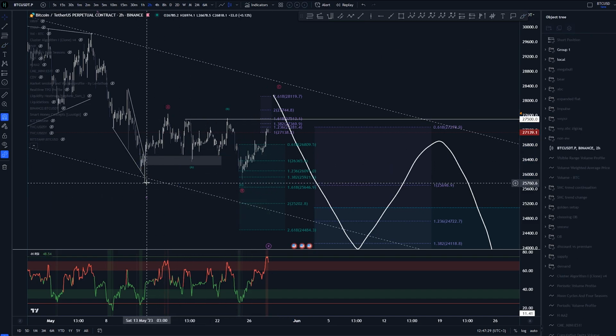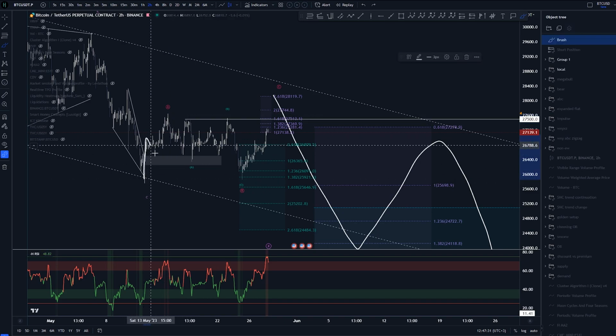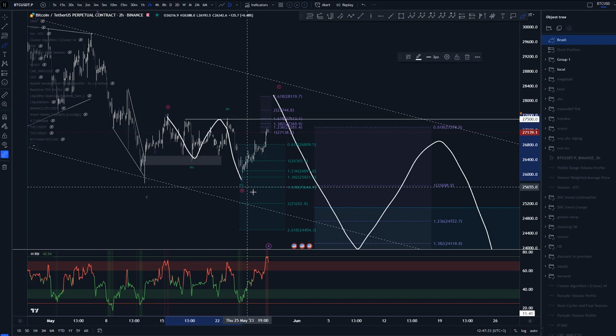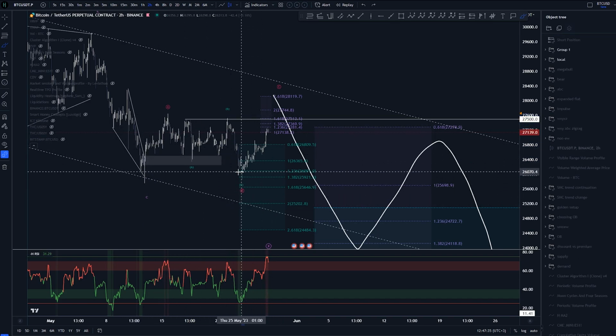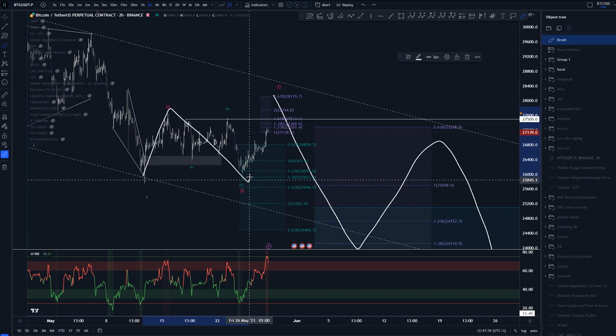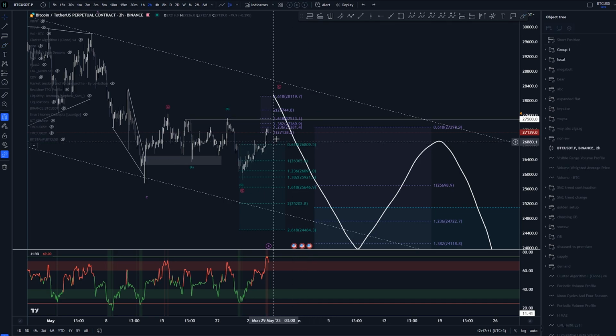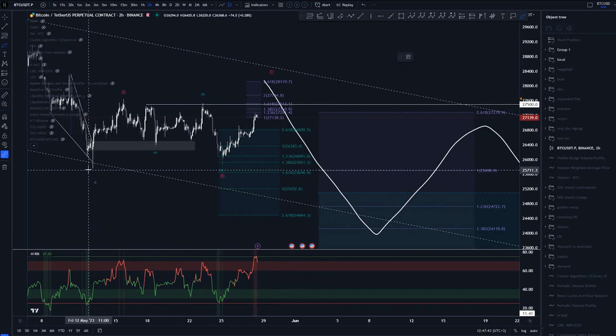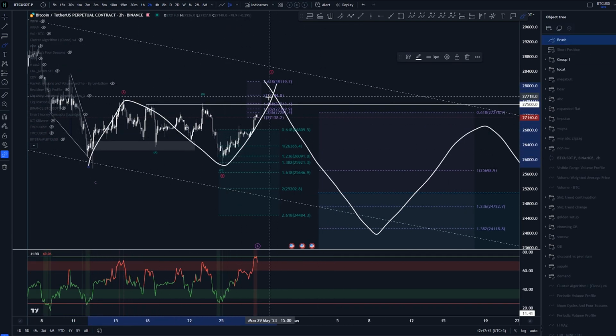Again, that allows us to have this as an A in 3, this as an ABC, as a flat, and then this would be the end of that wave B, A, B, and then looking for a C wave. That is one possibility. The other possibility is that we are going to be creating a WXY.